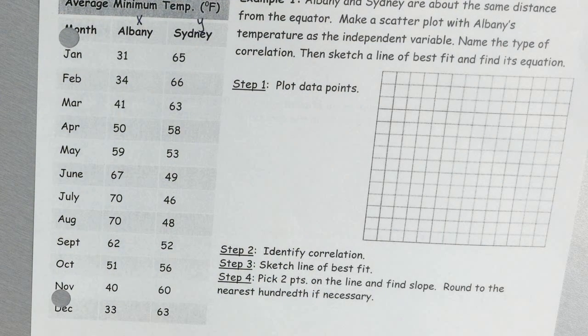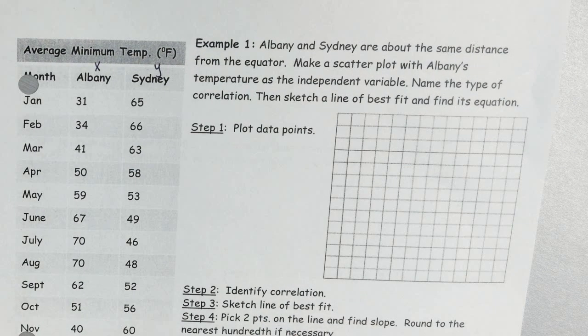And you have some really wordy directions here. So Albany and Sydney are about the same distance from the equator. Do you guys know where Albany is? New York. It's the capital of New York. Okay, and Sydney is? Australia. Any of you guys been to either of those places? Yeah, which one? Haven't been to Albany yet?